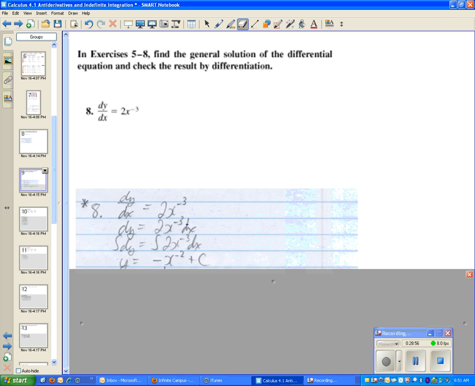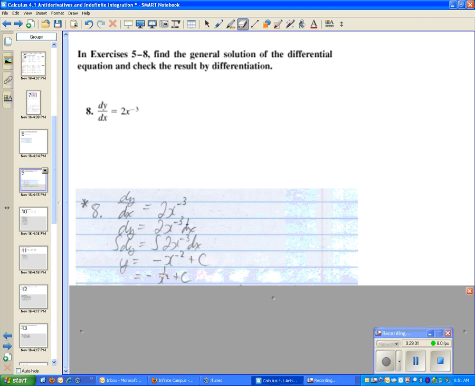And the only thing I would do to that is, we're not real fond of negative exponents. So make it y equals negative 1 over x squared plus c, and we're good.